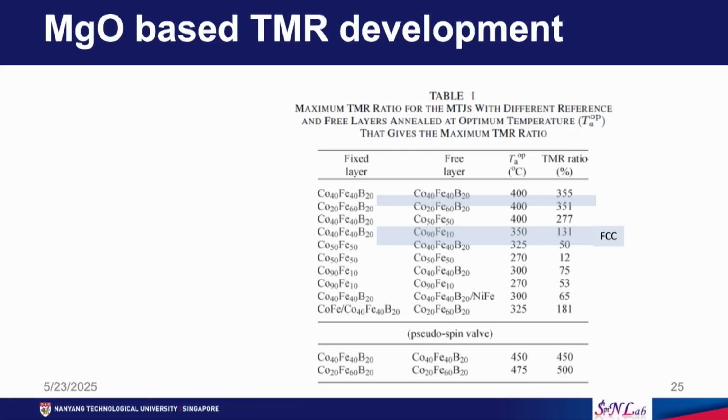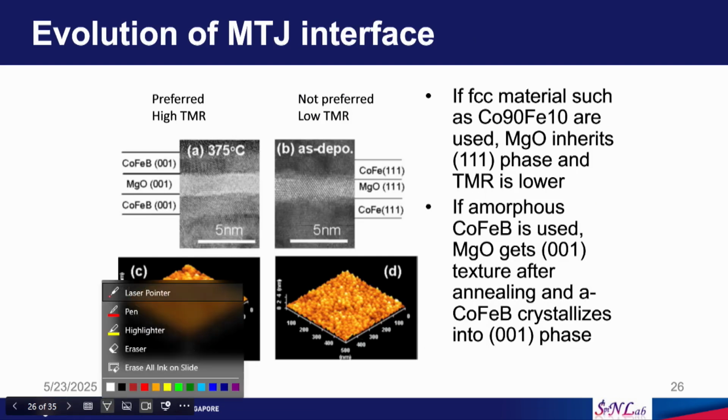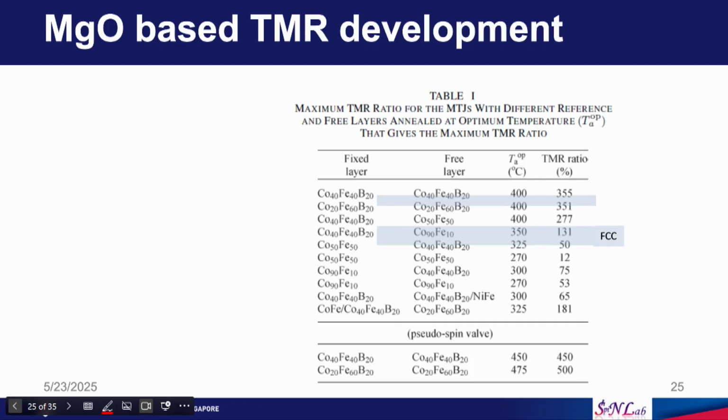Okay, so this is BCC. Sorry, this is the FCC, this is the FCC, and so on. So, you will notice that when at least one of the layers is FCC, the TMR is very low, around 75, 50, something like that. On the other hand, when you have cobalt 40, iron 40, both are BCC, then the TMR values are larger.